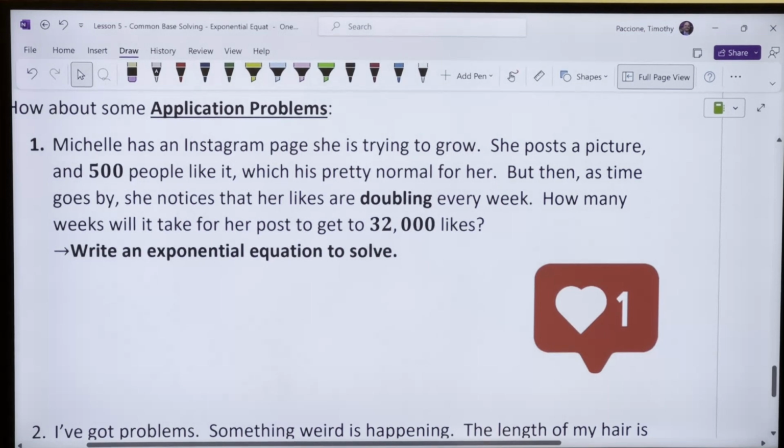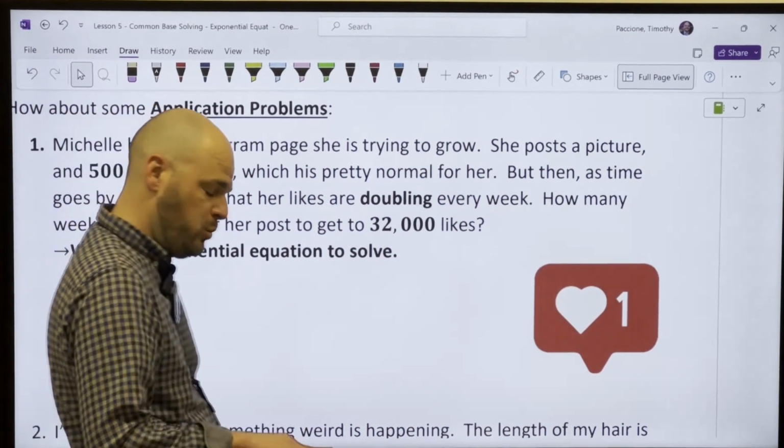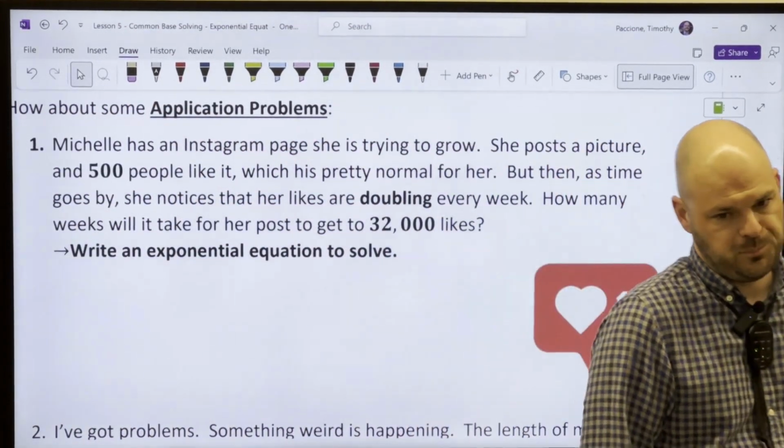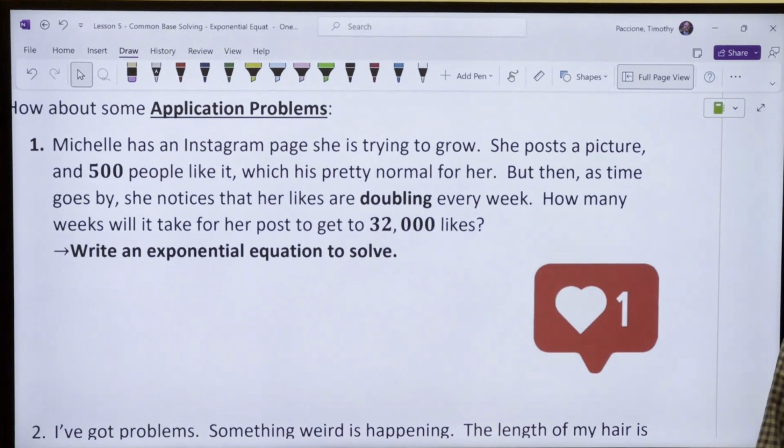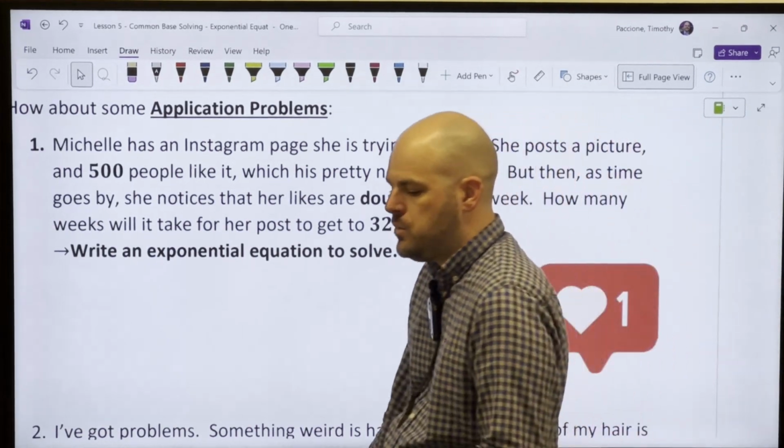Michelle has an Instagram page she is trying to grow. She posts a picture and 500 people like it. It's pretty normal for her. No big deal. Personally, I'm lucky if I get 100, but it's okay. I got Instagram way later than you. I get it. Anyway, as time goes by, she notices that her likes are doubling every week. This picture is taking off. How many weeks will it take for her to get to 32,000 likes?